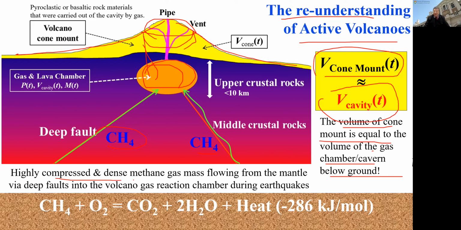Then the highly compressed dense methane gas mass flows from the mantle through deep faults into the volcano gas reaction chamber during earthquakes. So the CH4 with oxygen in the surrounding rocks becomes CO2 and 2H2. And the heat and another reaction, the gas compounds, so they release heat. The heat and reaction generate lava, okay? It partially melts the surrounding rocks. The new magma grows rocks.